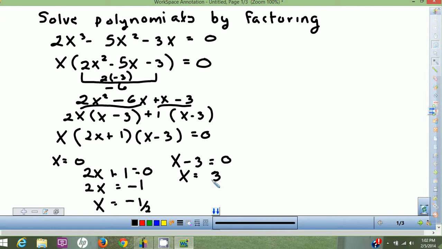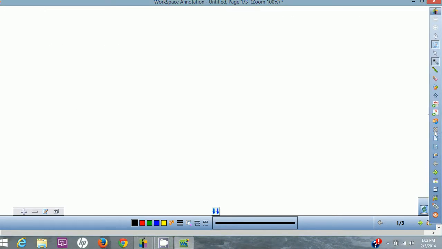All right, let's look at one where we need to use a little different method to factor and that does not have the same number of x-intercepts as it does solutions. And I bet you can figure out before I even start how that's going to happen.